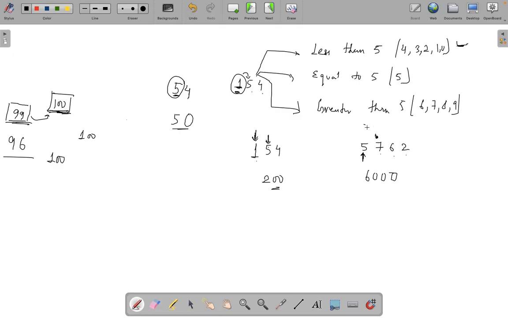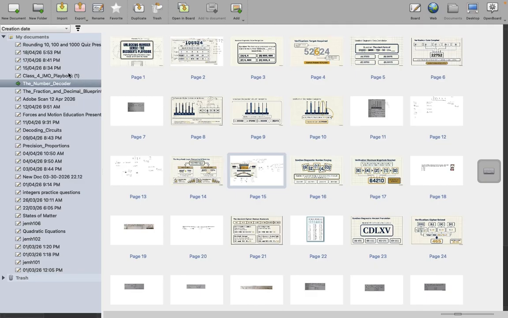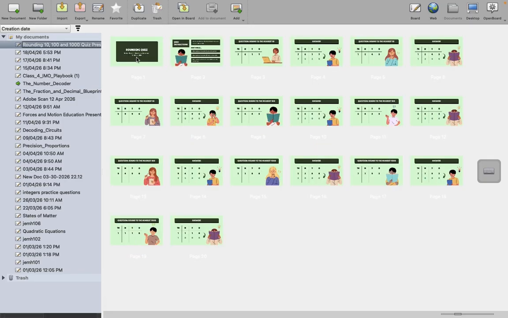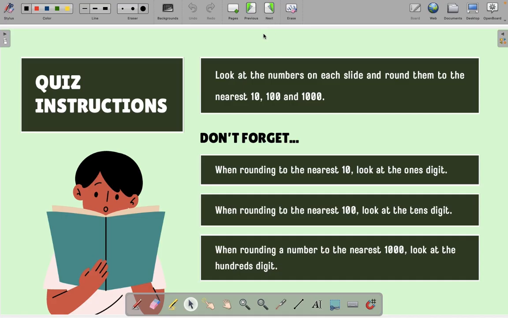Any doubt? Okay, I have some questions on rounding numbers. I'll just share it on the screen. Try solving this. Some instructions: when rounding to the nearest 10, look at the ones digit. When rounding to the nearest 100, look at the tens digit. And when rounding to the nearest 1000, look at the hundreds digit. We have discussed this already.